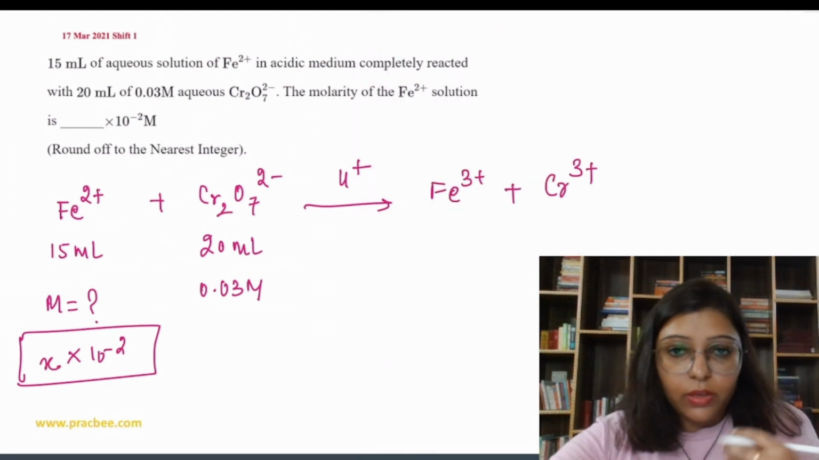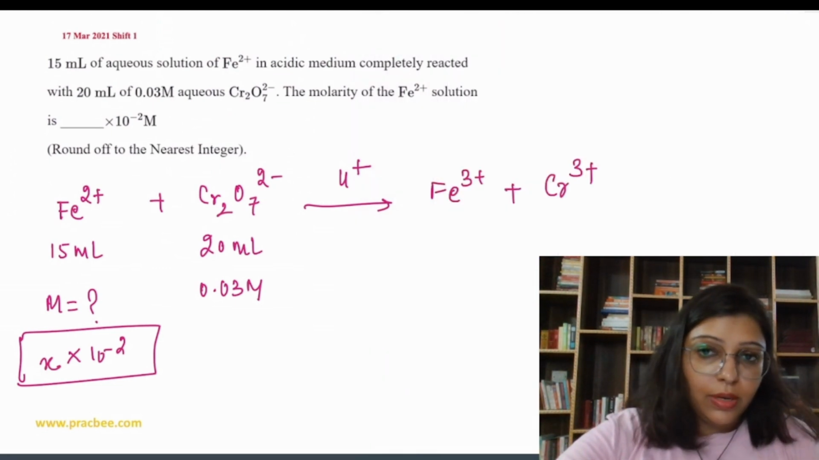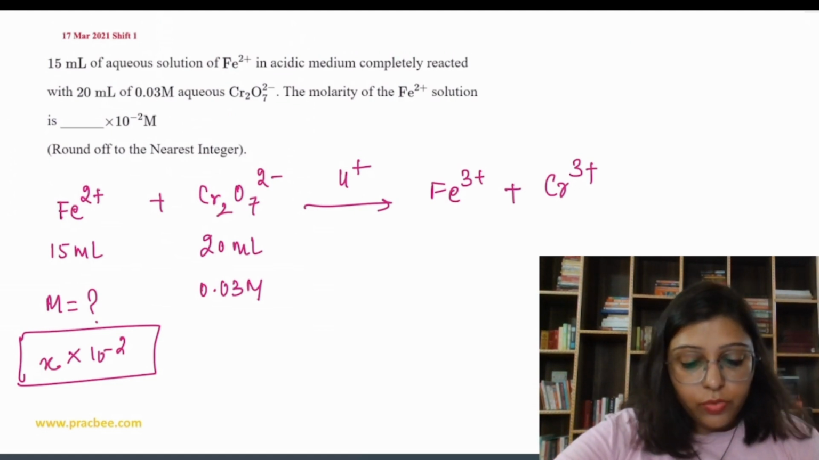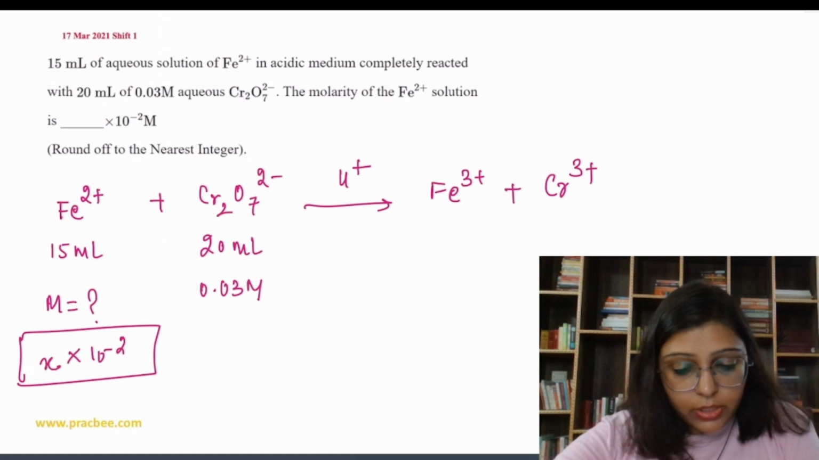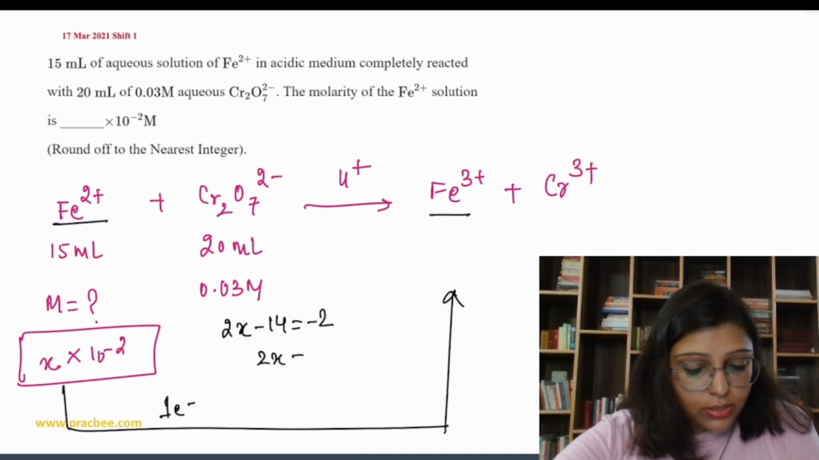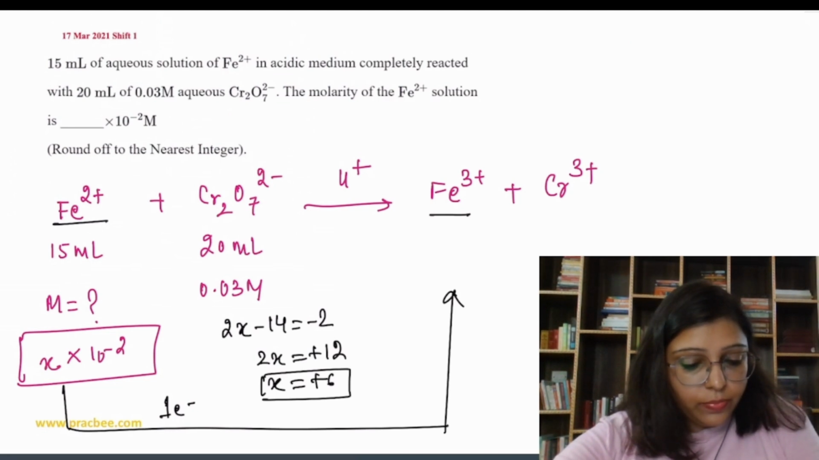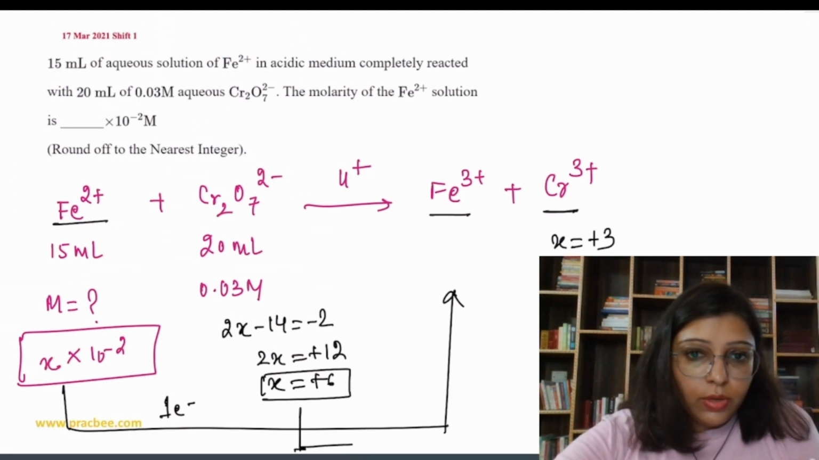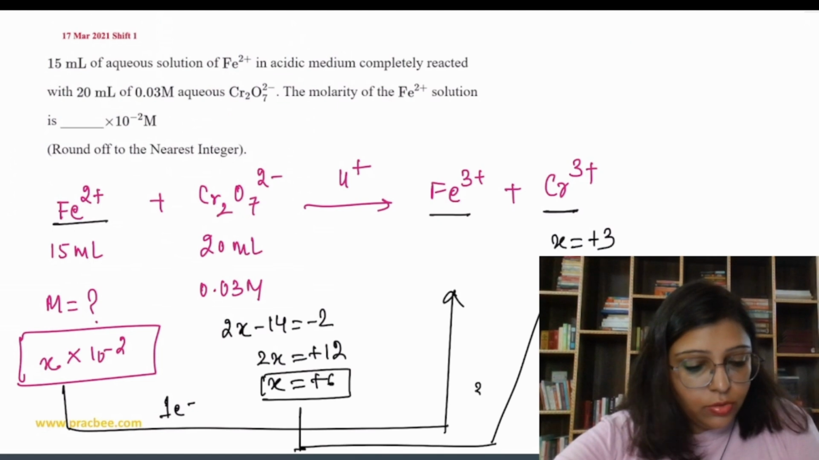So what we are going to do? We are going to apply the equivalent concept. Number of equivalents of Fe2+ is equal to the number of equivalents of dichromate. So first we have to find out the n factor. So here oxidation state is +2 and here Fe is +3. So there is a change of 1 electron. Here 2x minus 14 is equal to -2, so 2x is equal to +12 and x is equal to +6. And here x is equal to +3. So there is a change of how many electrons? 3 electrons.